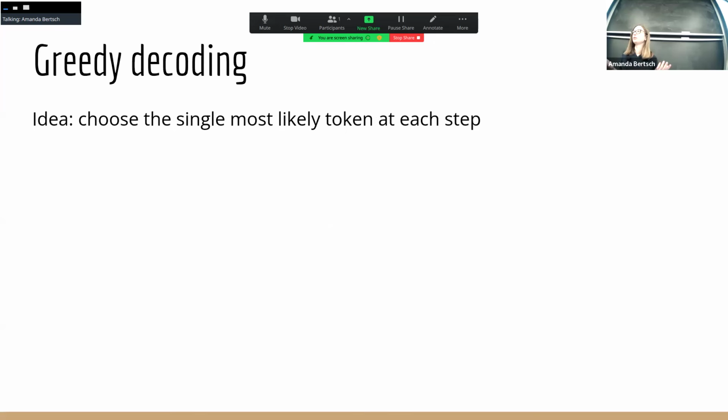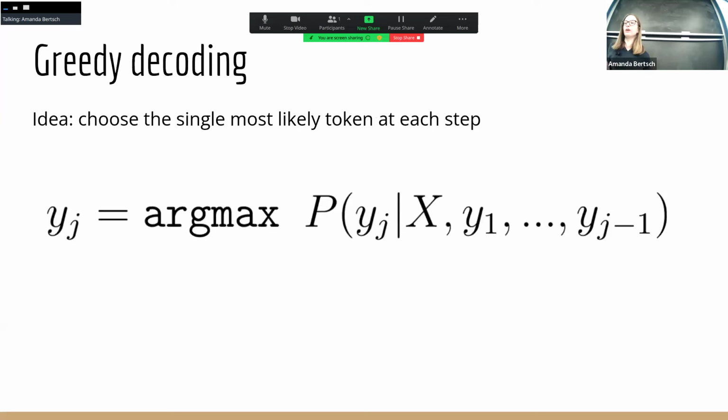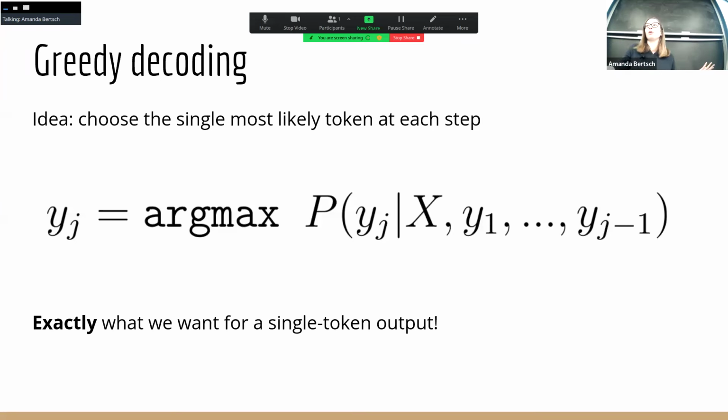Well, one idea is we know the distribution at each individual step. Can we just pick the most likely thing from that distribution? And so in greedy decoding, we take the argmax, the single highest probability token at each step, and we continue generating until the single highest probability token is the stop token, the end of sequence token. For an individual token, if we only want a single token output, this is exactly what we want. This is the single most likely output.